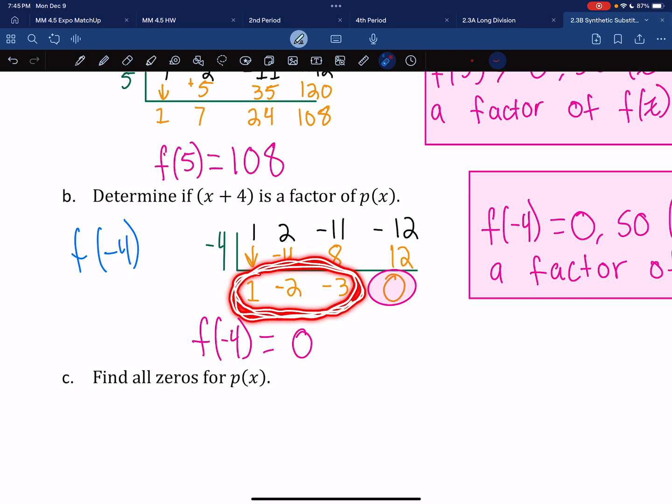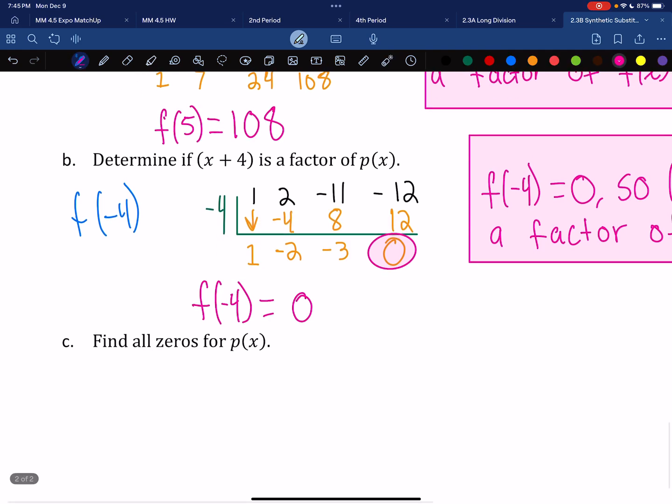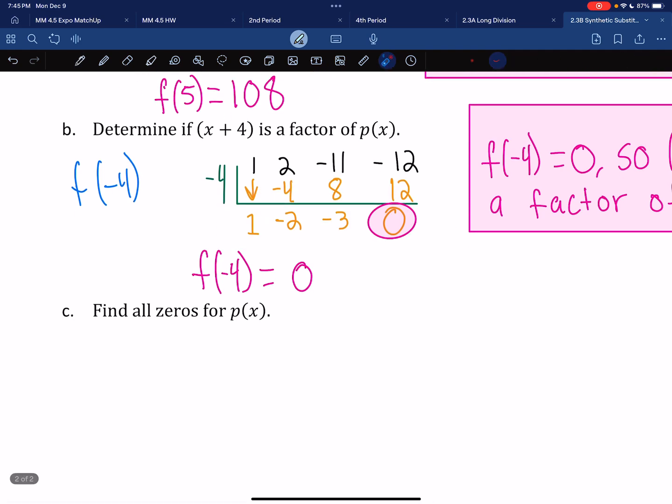Okay? So if we were to do synthetic division, synthetic substitution and synthetic division are the same thing. It's just that with synthetic substitution, we're just looking at this last number. With synthetic division, it's the same work, the same setup and everything. We just want to look at all of these numbers. Something you might not have noticed is I have these numbers, 1, negative 2, and negative 3, and then 0. 0 told us that x plus 4 was a factor because I got a remainder of 0.